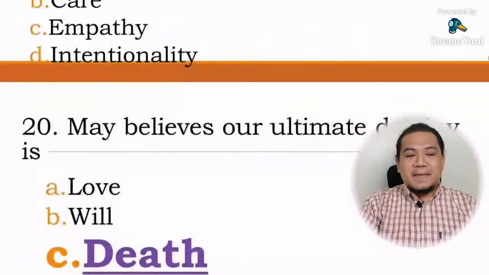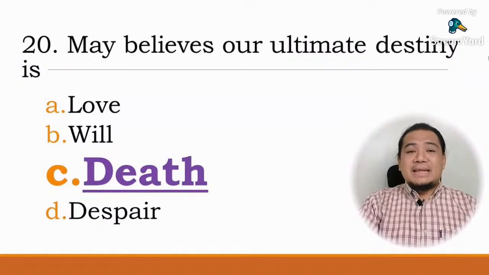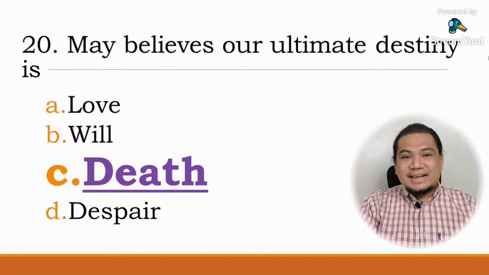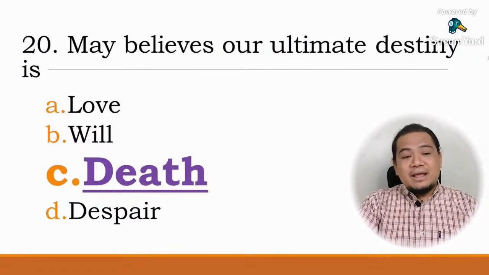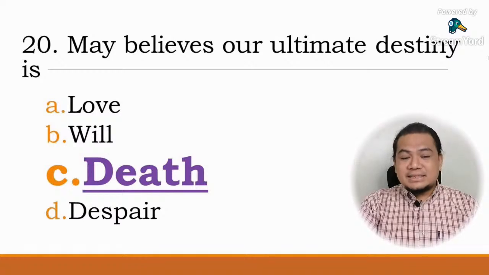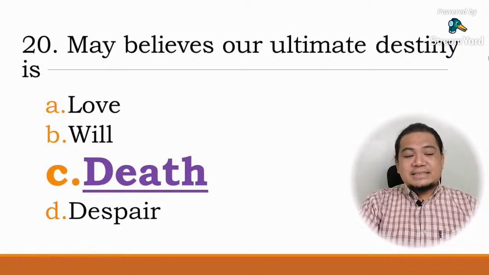Number 20. May believes our ultimate destiny is. The answer is letter C, death. May defines destiny as the design of the universe speaking through the design of each one of us. Our ultimate destiny is death. But on a lesser scale, our destiny includes other biological properties such as intelligence, gender, size and strength, and genetic predisposition towards certain illnesses. In addition, psychological and cultural factors contribute to our destiny.